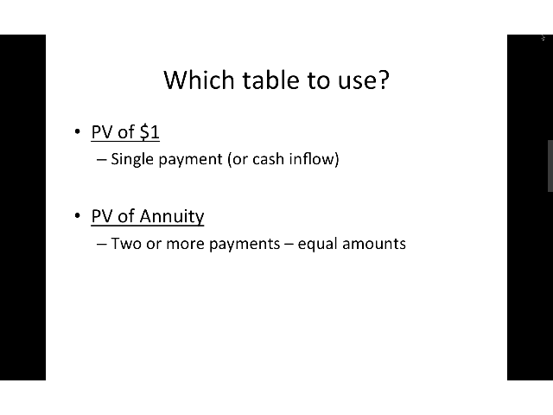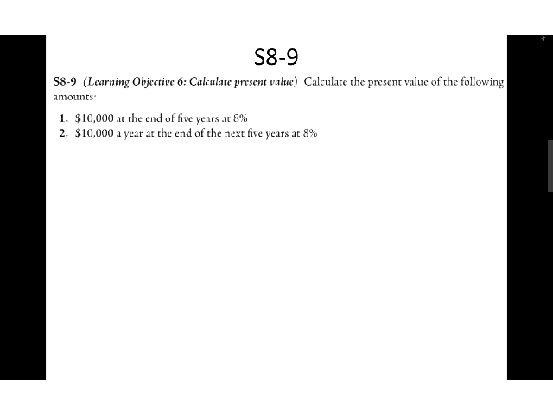If we have payments that are not equal amounts, then they have to each be treated as a single payment. So short exercise 8-9, we want to calculate the present value of the following amounts. What we're going to do in this exercise is use the tables. We're going to decide which table we use, and use them to calculate the present value, because we need to calculate what things are worth right now.